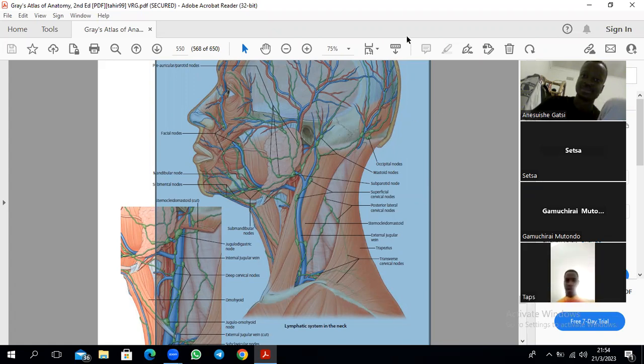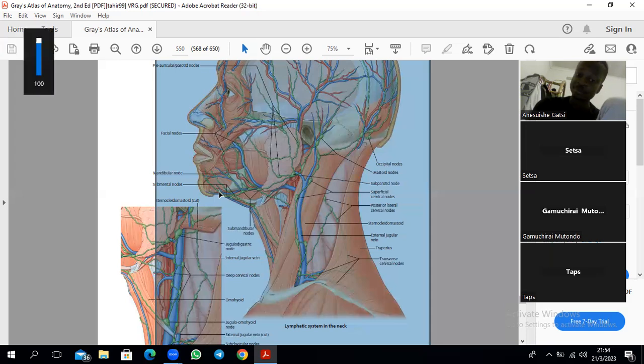Would you want me to then say what these specific lymph nodes drain, or we can skip that for now? Yes, please. Oh, you want me to tell you what they drain?